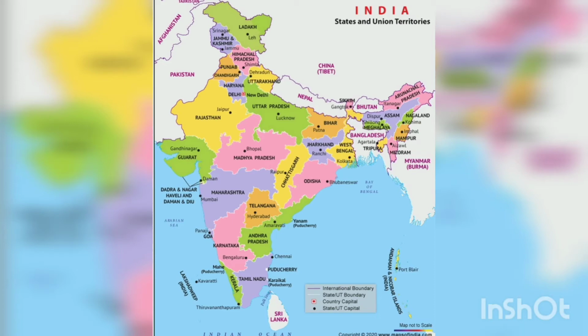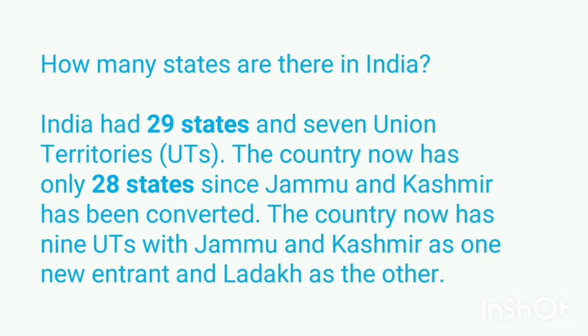Now let us see how many states and union territories are there in India. Now how many states are there in India? India had 29 states and 7 union territories. Now the country has now 28 states since Jammu and Kashmir has been converted, and the country has now 9 union territories with Jammu and Kashmir as one new entrant, and Ladakh as another.